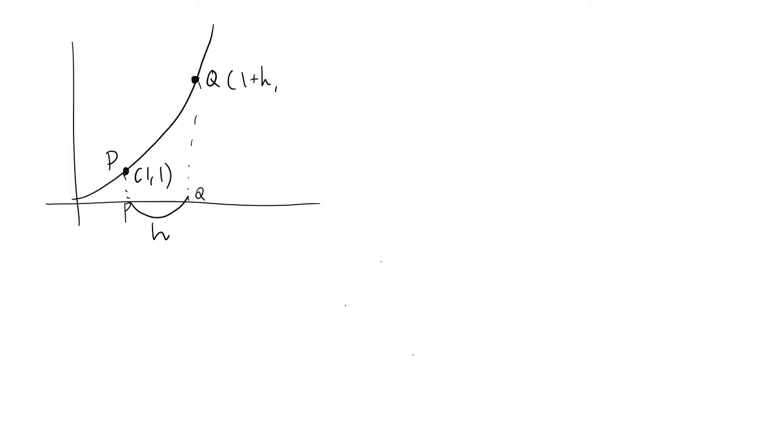And then the function value is f(1 plus h). That just means we substitute x equals 1 plus h into the function. And our function, f(x), is equal to x squared. So our graph will go further like this. Okay, now let's use the formula we developed before.